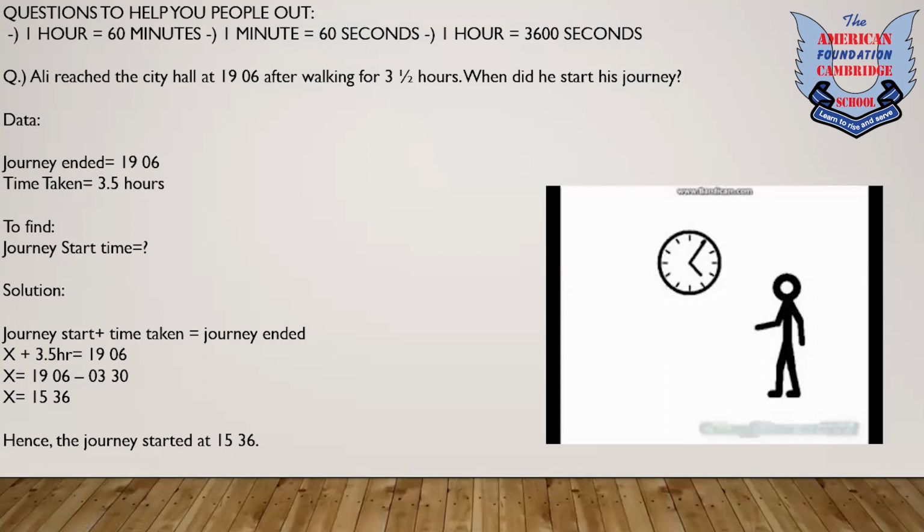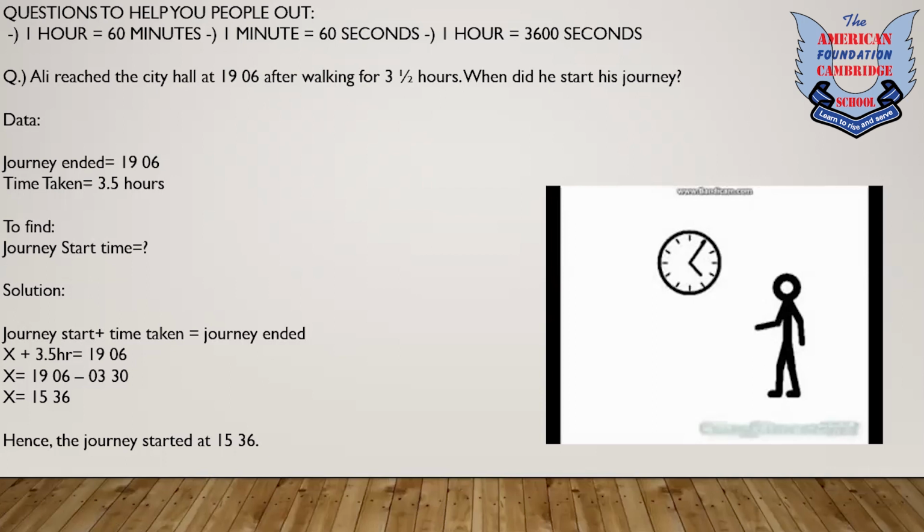Ali reached the city hall at 1906 after traveling for 3.5 hours. When did he start his journey? Three things you have to keep in mind: the starting time, the time taken, and the time ended. Here we are given two things: the ending time, which is 1906, and the duration from the start to the end, which is 3 and a half hours. So we'll write the data.